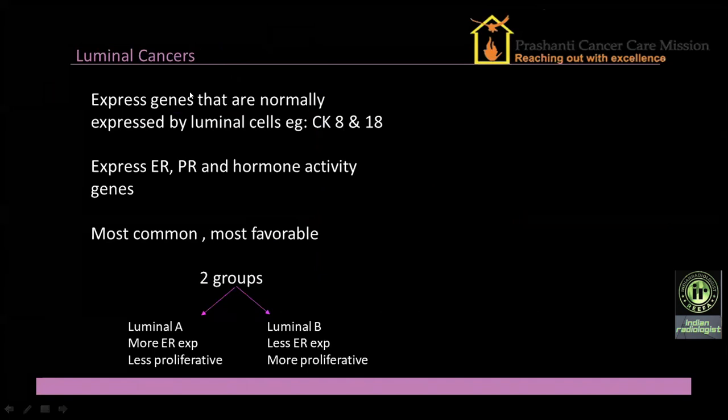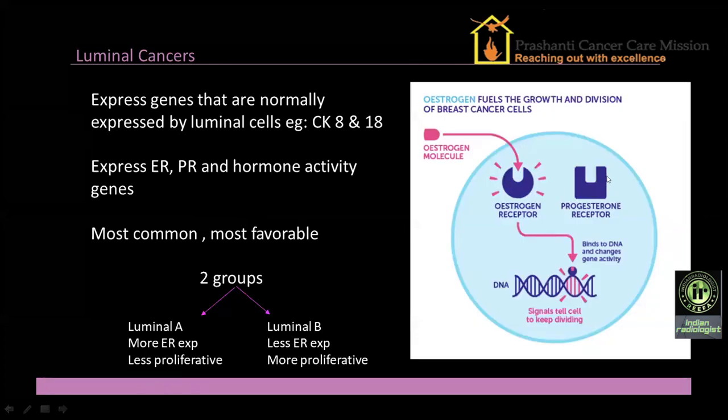And because they arise from the luminal cell, they will recapitulate the gene profile of the luminal cells, that is CK8 and 18, and also express estrogen, progesterone, and hormone activity genes. They can be further classified into luminal A, which has higher ER expression, less proliferative, and a very favorable response, and luminal B, which has less ER expression, more proliferative, and slightly more aggressive. So as we said, these cancers have estrogen and progesterone receptors on their cell surface. So when the estrogen attaches itself to these receptor sites, it will change the gene expression activity, which leads to expression of proteins that trigger metabolic pathways that cause uncontrolled cell proliferation.